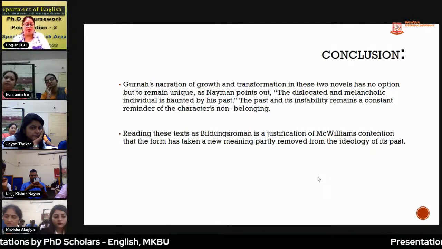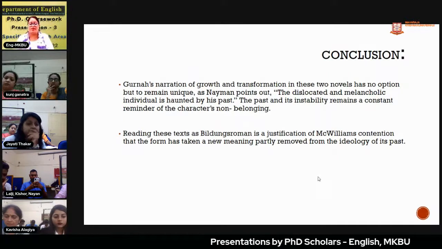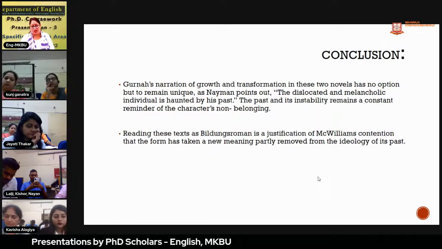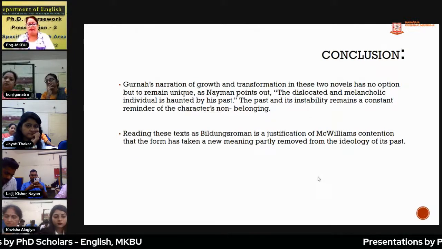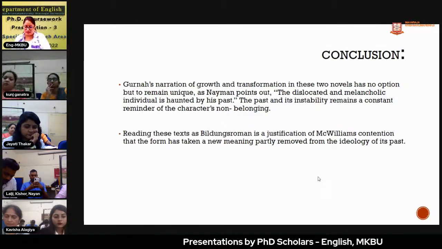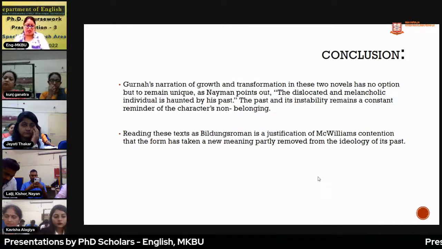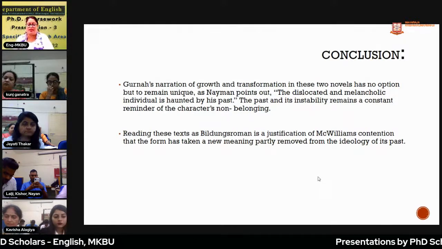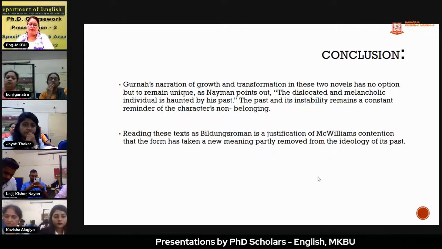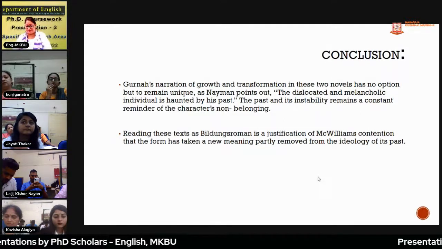Conclusion. Gunnar's narration of growth and transmission in these two novels has no option but to remain unique. As Naiman points out, the dislocated and melancholic individual is haunted by his past. The past and its instability remain a constant reminder of the character's non-belonging. Reading this text as Bildungsroman is a justification of MacWilliams' contention that the form has taken a new meaning, partly removed from the ideology of its past.